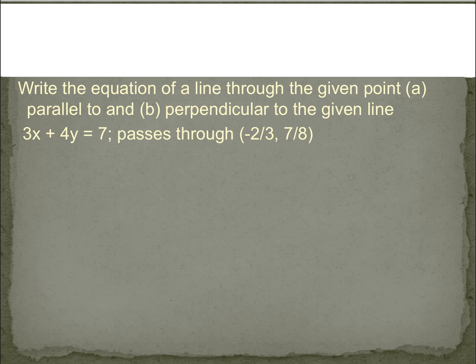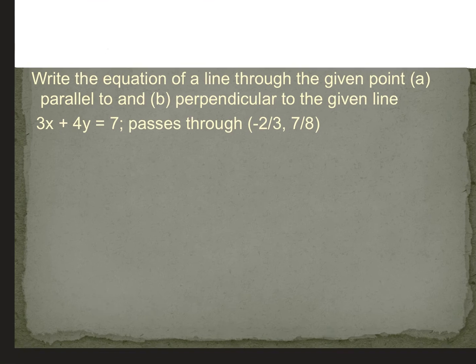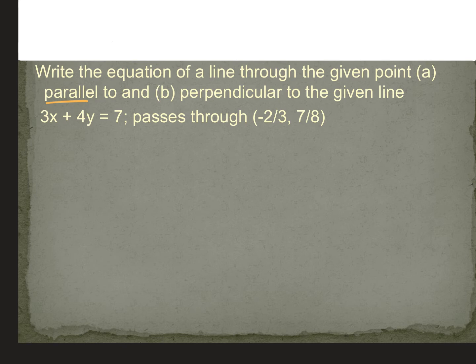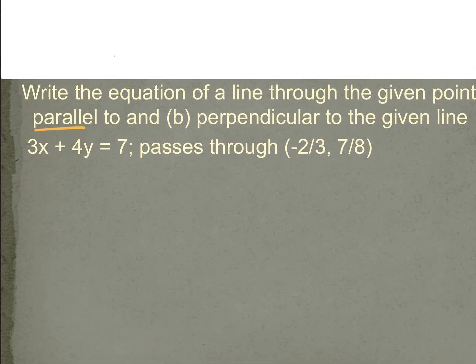We need to write the equation of the line through the given point that's parallel to and perpendicular to the given line and passes through the point. So what do we know about two lines that are parallel? What do we know about their slopes? Same slopes. So when lines are parallel, they have the same slope.